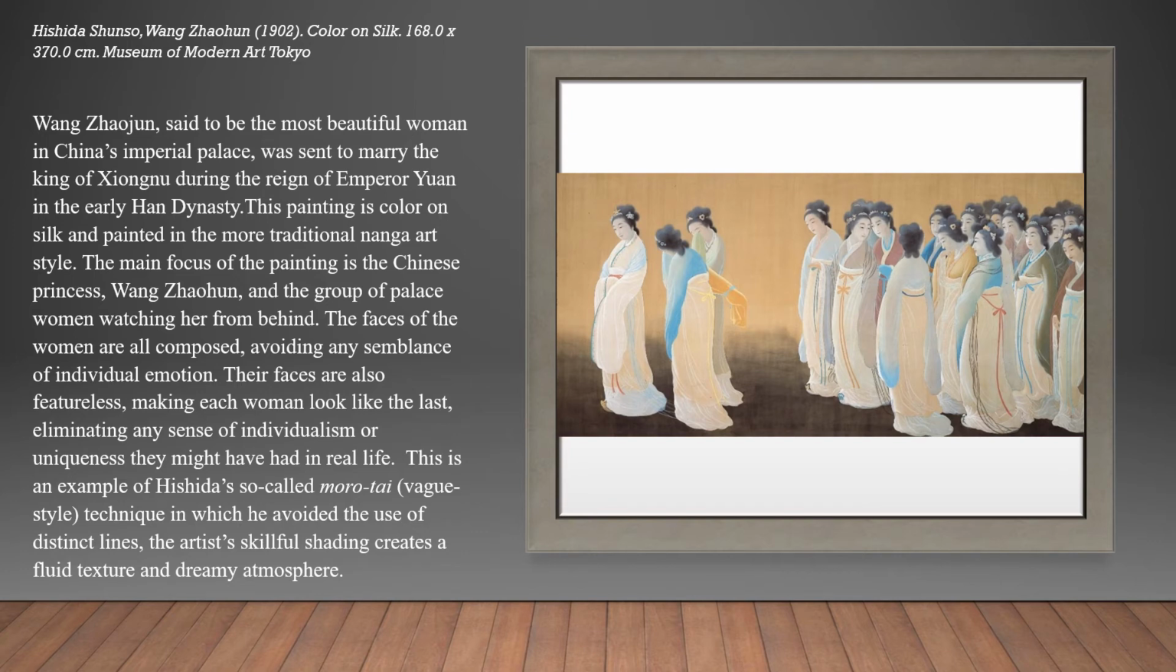The main focus of the painting is Chinese Princess Wang Zhaojun and the group of palace women watching her from behind. The faces of the women are all composed, avoiding any semblance of individual emotion. Their faces are also featureless, making each woman look like the last, eliminating any sense of individualism or uniqueness they might have had in real life. This is an example of Hishida's so-called Moroutai, or vague style technique, in which he avoided the use of distinct lines. The artist's skillful shading creates a fluid texture and dreamy atmosphere.